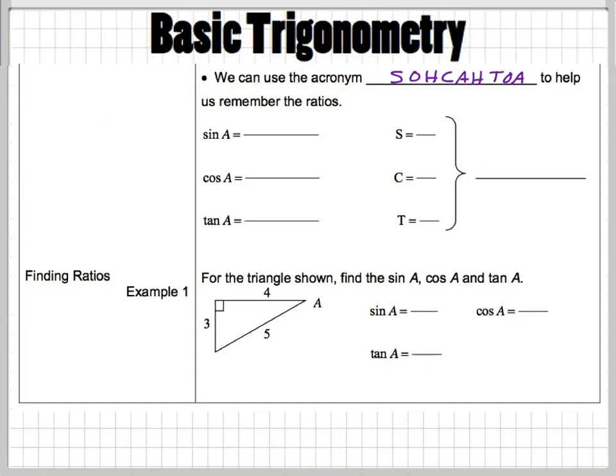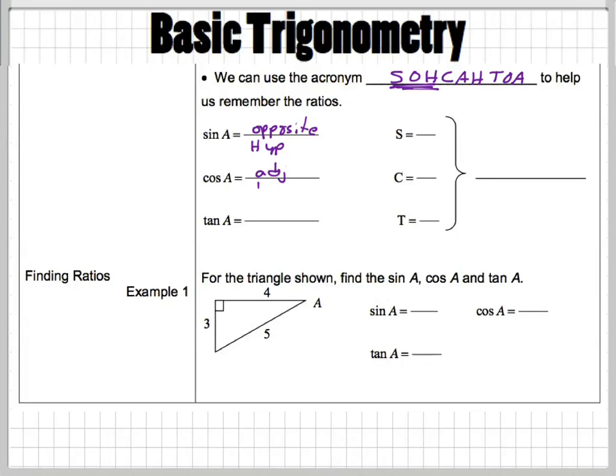SOHCAHTOA. Soak a toe. My teacher made a story for it of the trigonometry. All right, so here are our ratios. Sine A is opposite over hypotenuse. I like abbreviating hypotenuse; honestly, I'm just not sure how to spell it. Sine is opposite over hypotenuse, and the first three letters, that's your sine.